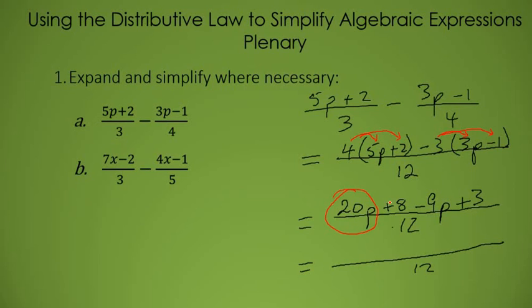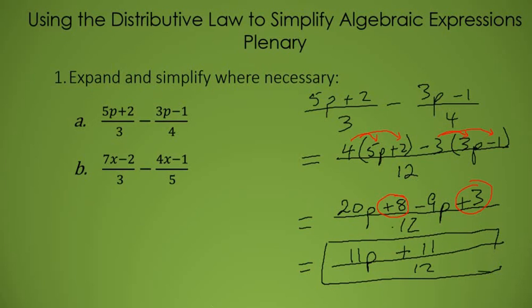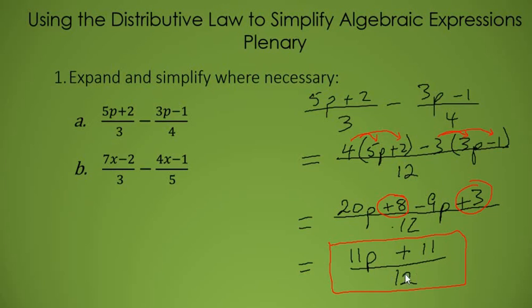And simplifying the numerator, let's use the variable p's first. So we're going to have 20p minus 9p. And that will give us what? That will give us 11p. What about the other one? So we're going to look at 8 plus 3. And that will give us 11 as well. So that says it's going to be positive 11. Looking at these quantities, we cannot simplify that any further because these are all unlike terms. And so this is our solution.